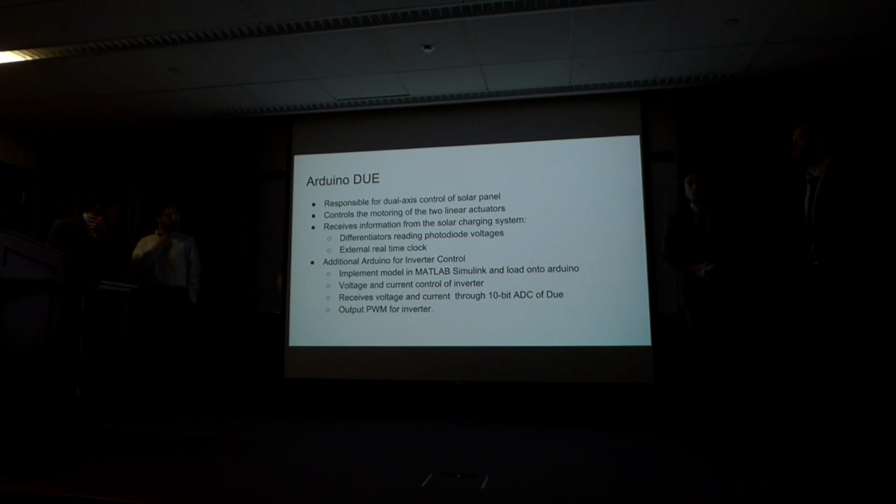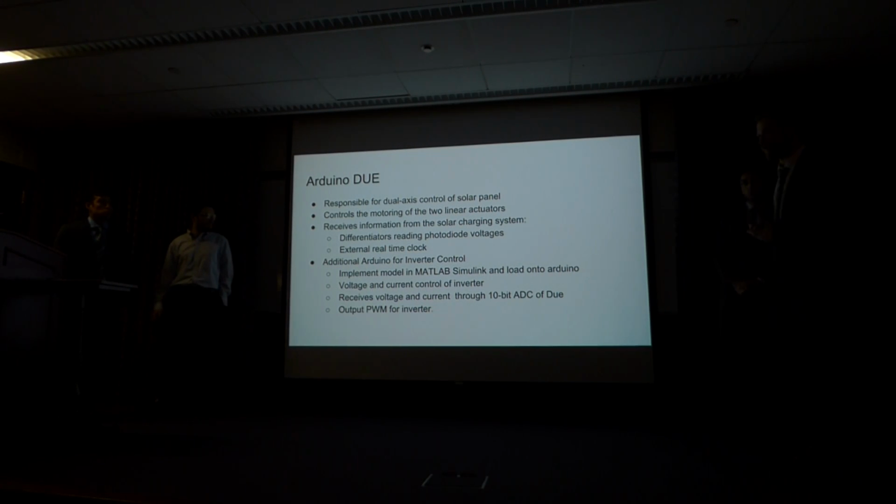Additionally, we'll be using an external real-time clock to determine the best time for the solar panel to go back to the starting position for the new day. We estimate this will be around 7 to 8 p.m. usually on average. Additionally, we'll use a second Arduino Due for implementing inverter control. The inverter control needs to accomplish 3 things, which will be external voltage control, internal control for the current, as well as phase lock loop, PLL.